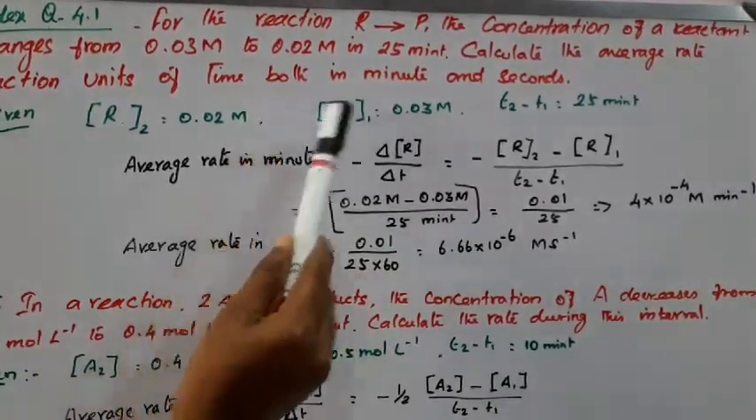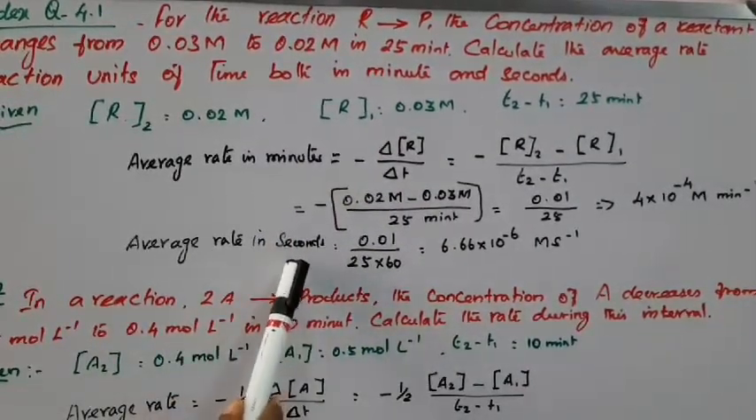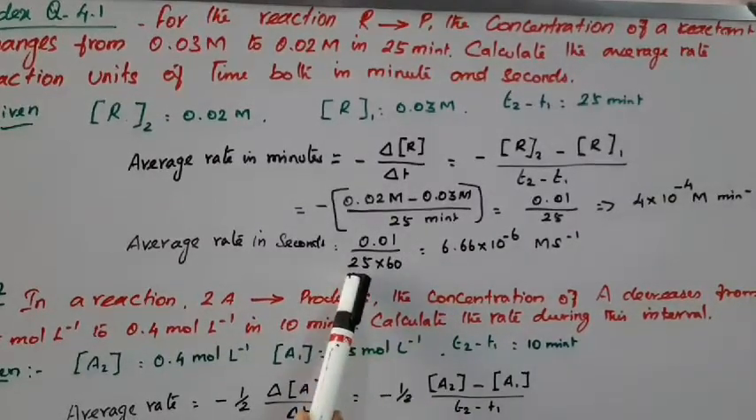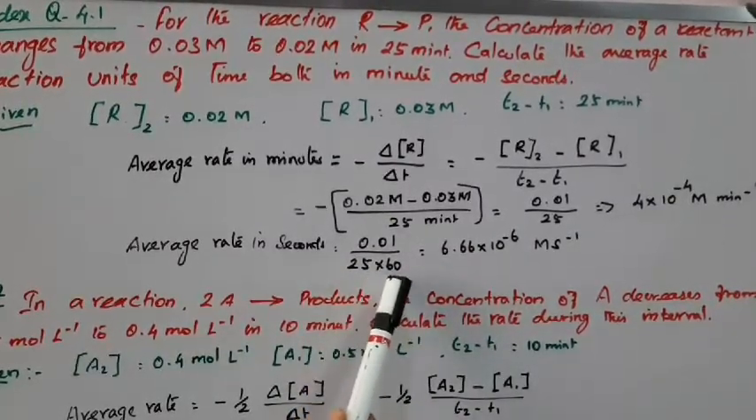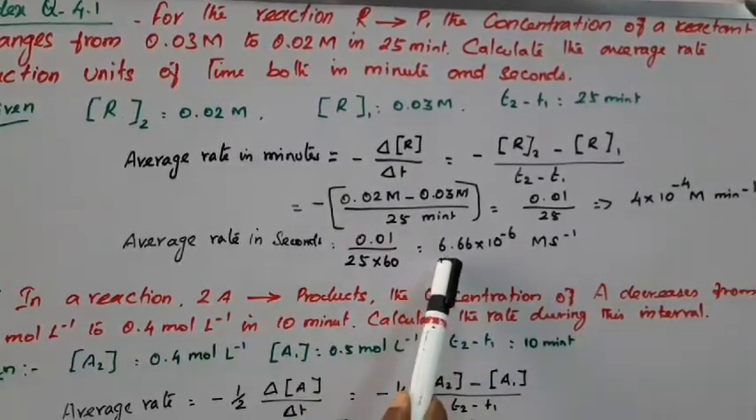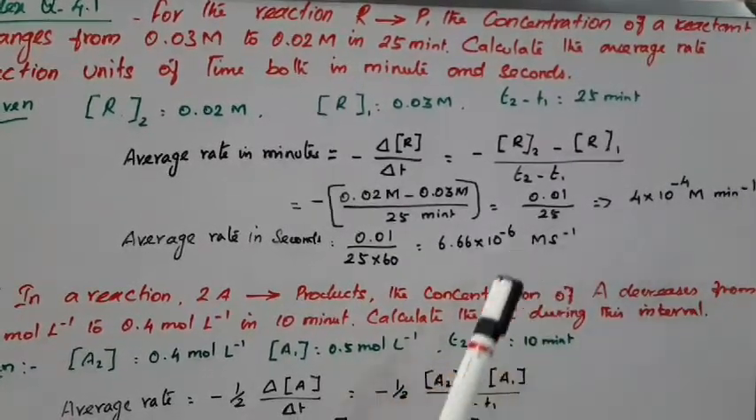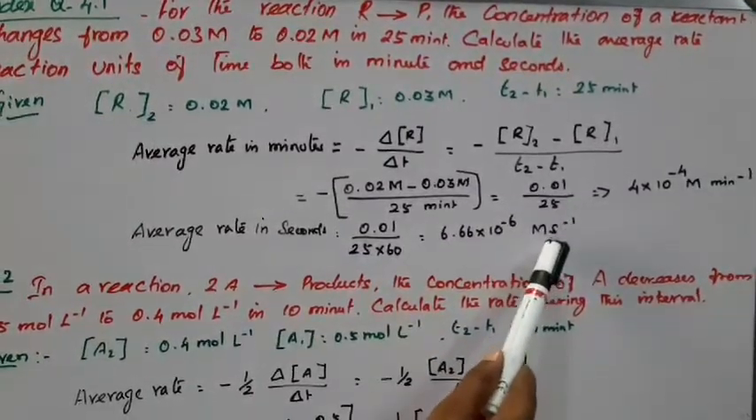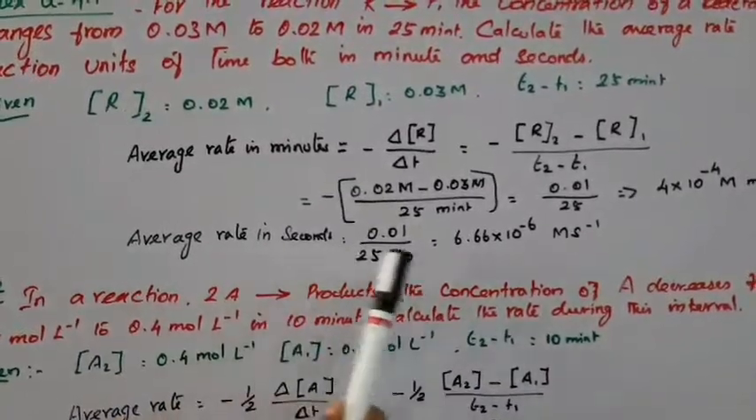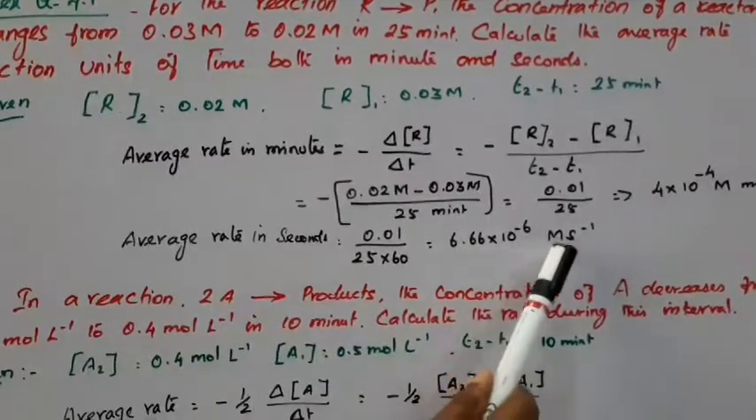Here it also asks for both minutes and seconds. So average rate in seconds: the same 0.01 by 25, and one minute is 60 seconds. So the answer is 6.66 into 10 power minus 6 mole per second. So average rate in seconds equals 6.66 into 10 power minus 6 mole per second.